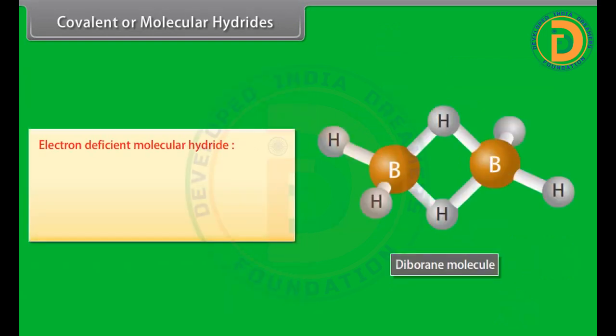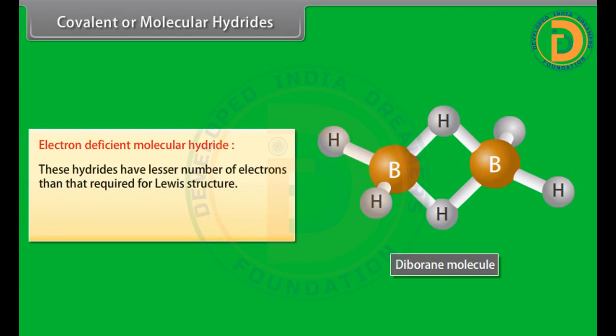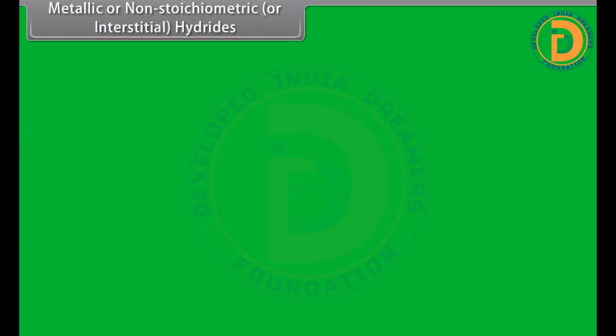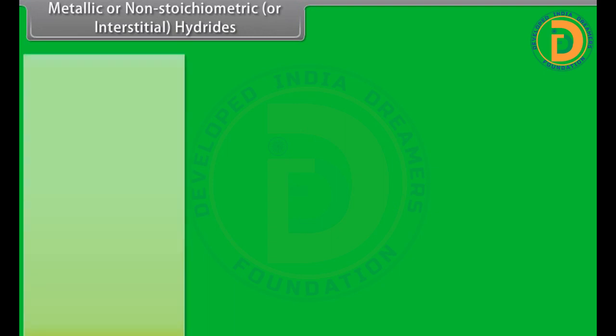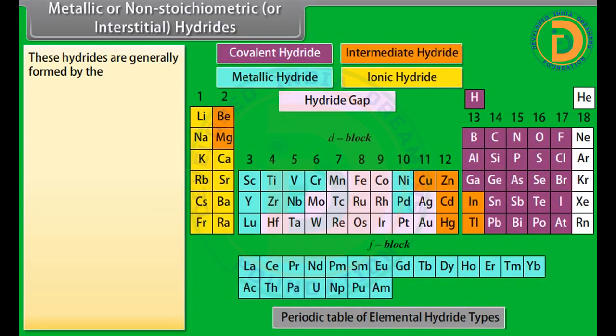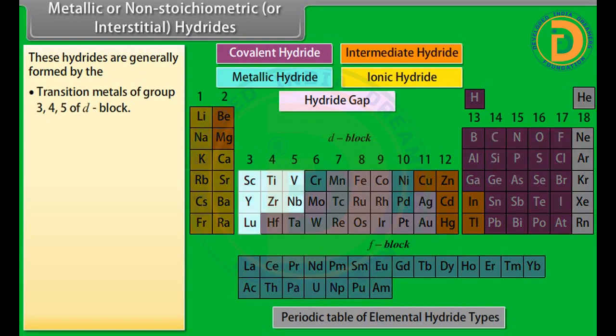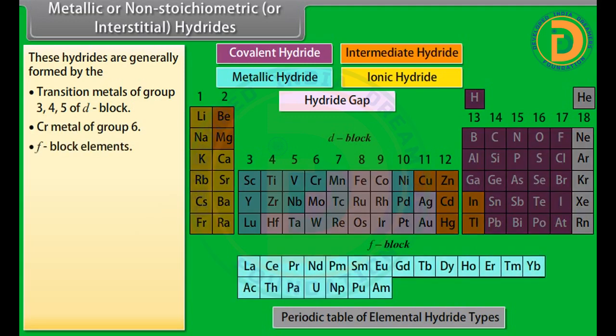Electron-deficient molecular hydrides have a lesser number of electrons than that required for the Lewis structure. A common example of such a molecular hydride is diborane. Metallic or non-stoichiometric or interstitial hydrides. These hydrides are generally formed by the transition metals of group 3, 4, 5 of the d block, Cr metal of group 6, and f block elements.